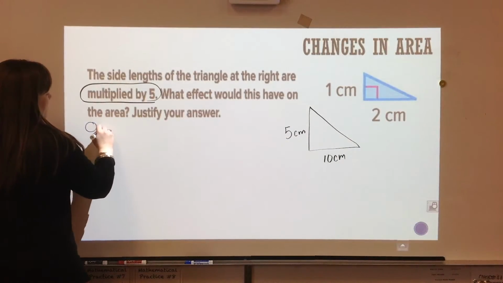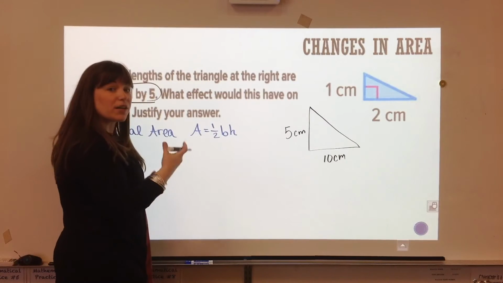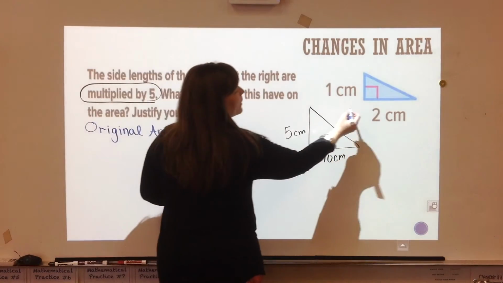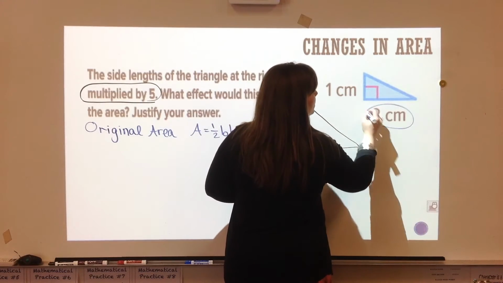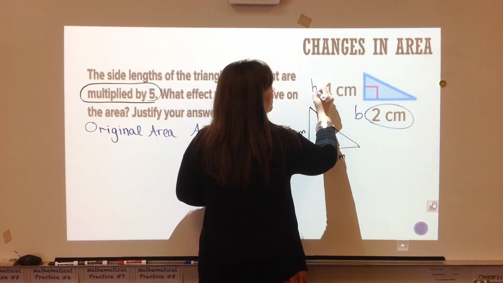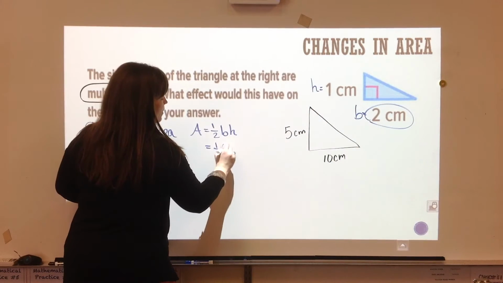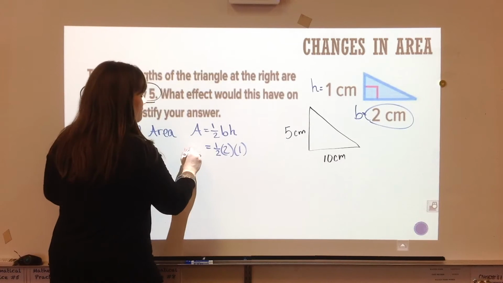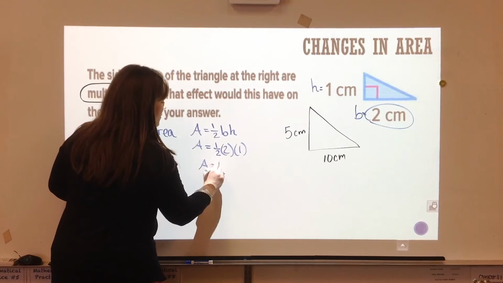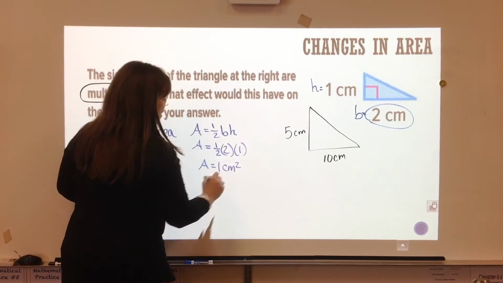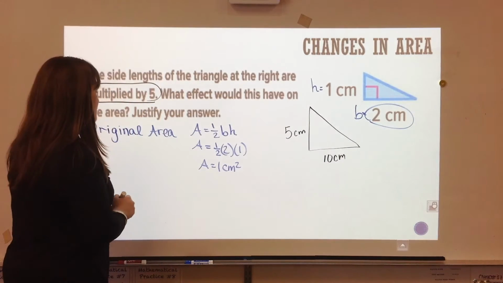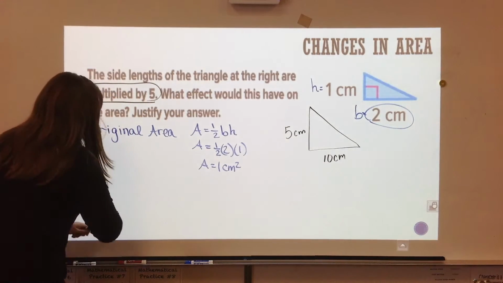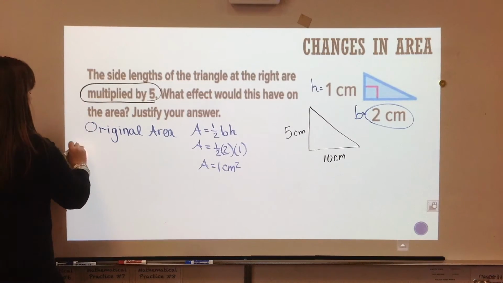The original area first. We're going to plug in our base and our height. Remember, this right angle symbol tells us that the base is 2 and the height is 1. Half of 2 is 1, and 1 times 1 is 1. So the area of this small triangle is 1 centimeter squared. Now let's do the new area.